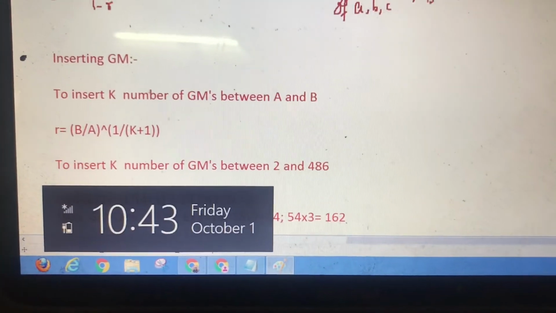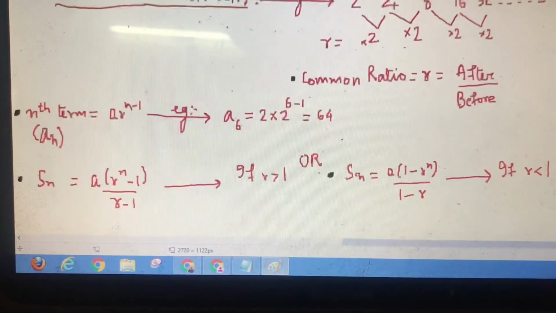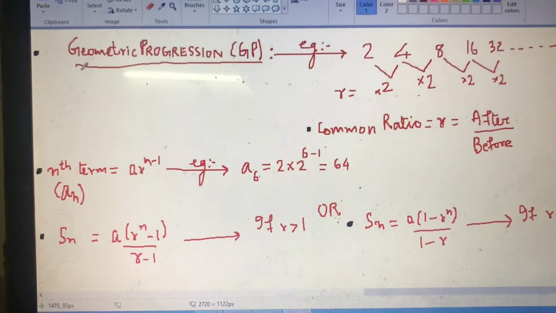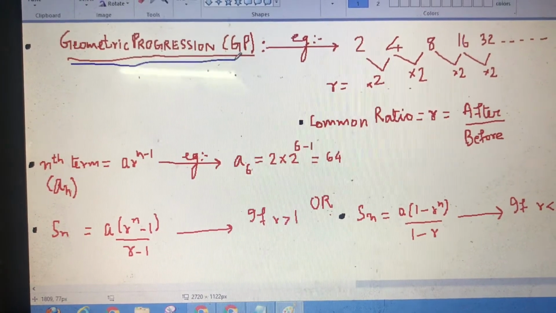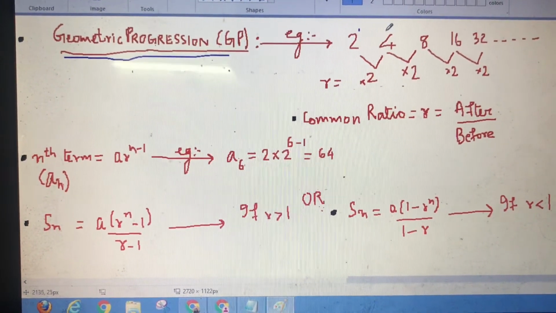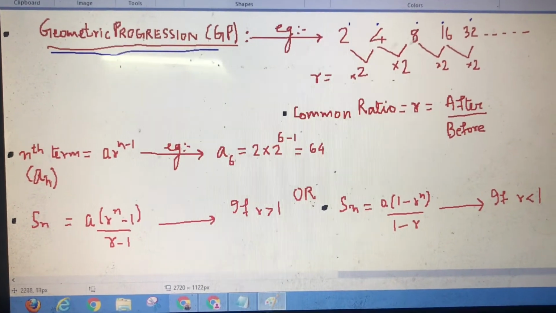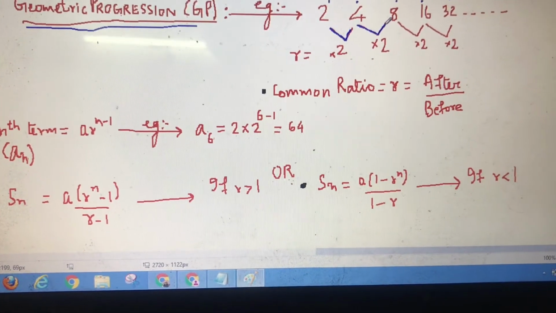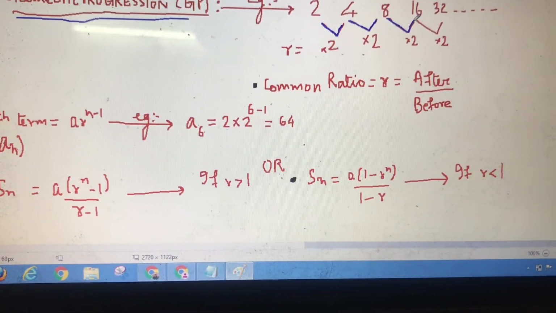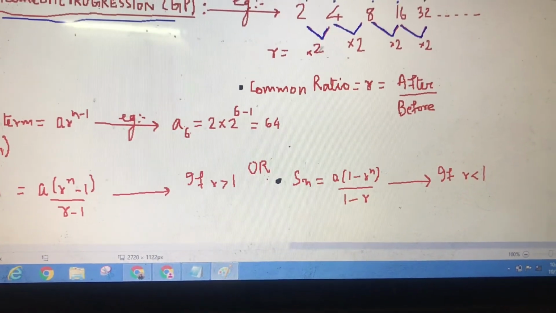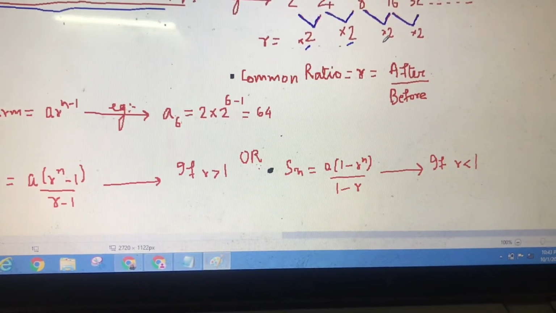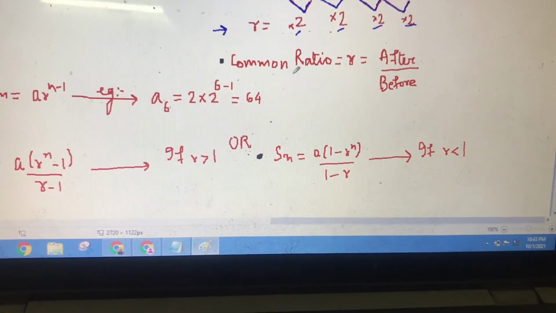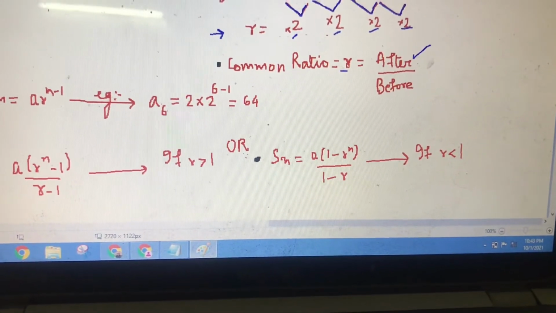Next, what we have is geometric progression. So geometric progression, GP, for example 2, 4, 8, 16, 32. Here, unlike the arithmetic progression, we do not have the common difference, but we have the common ratio. What is the common ratio? The multiplicative factor. So 2 into 2 is 4, 4 into 2 is 8, 8 into 2 is 16, into 2 is 32. This is called r, the common ratio. So the common ratio r is equal to the after term divided by the before term.